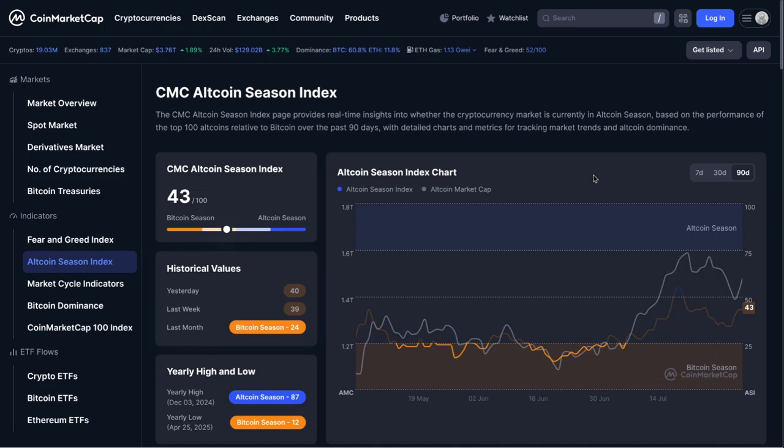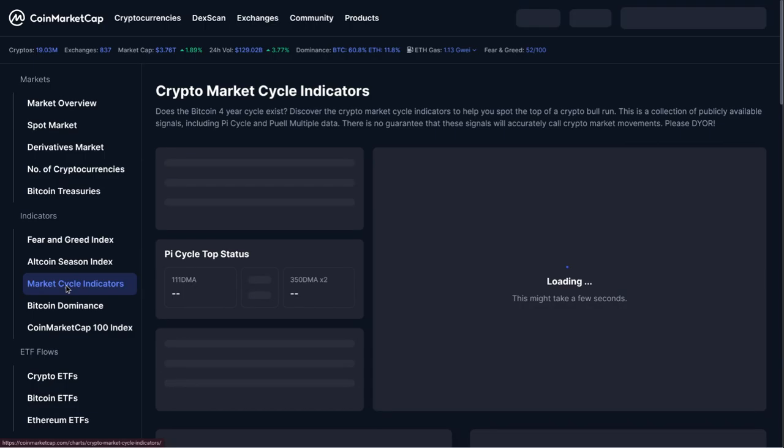We took a look there at that Bitcoin dominance. That's what we're waiting for it to end up topping. Coming over here, these are market cycle top indicators.